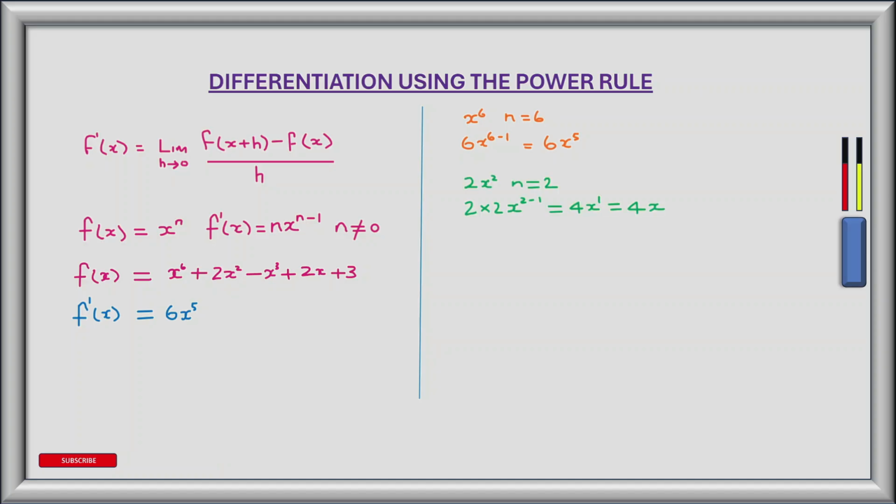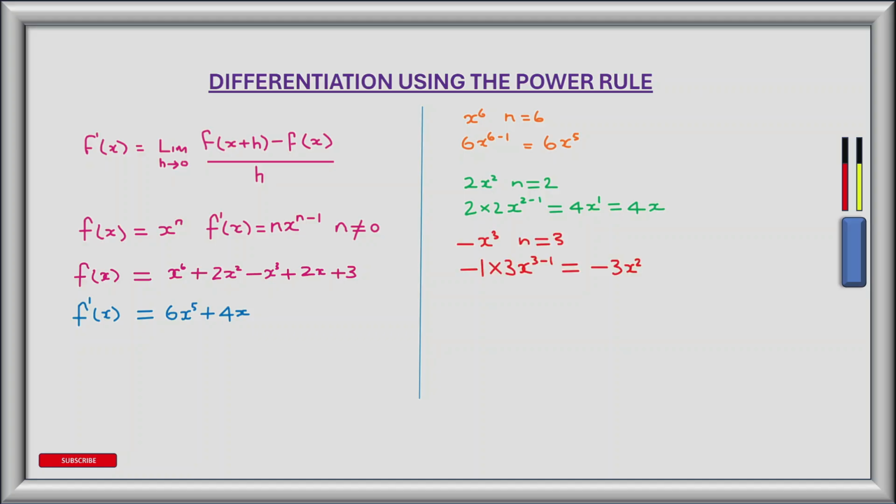Now let's look at the second term, 2x squared. n in this case is 2, so we multiply the x term by 2. It's already multiplied by 2, so that becomes 2 times 2 multiplied by x, and we decrement the power by 1, so it's x to the power of 2 minus 1. This equals 4, because we have 2 times 2, multiplied by x to the power of 1, which is just 4x. We can now add this second term, plus 4x, to f prime x. So currently we have f prime x is equal to 6x to the power of 5 plus 4x.